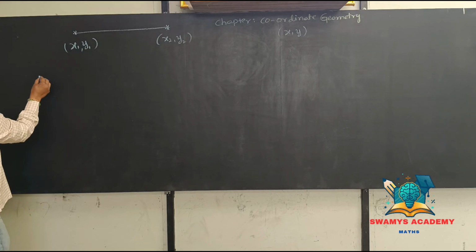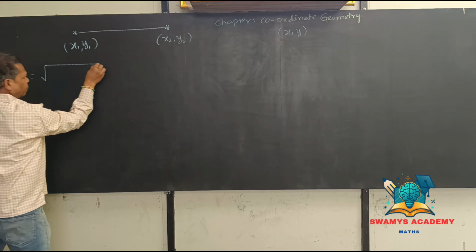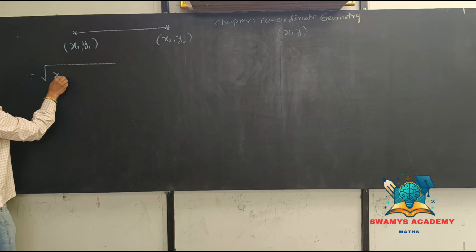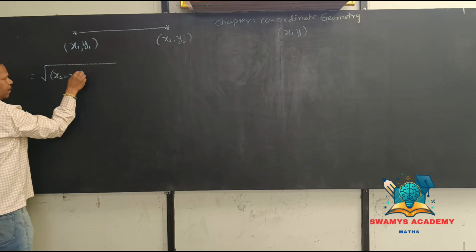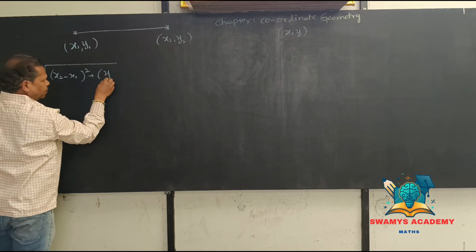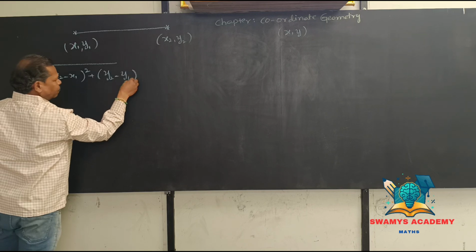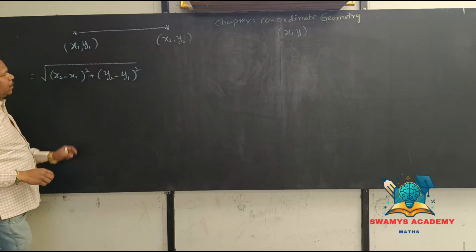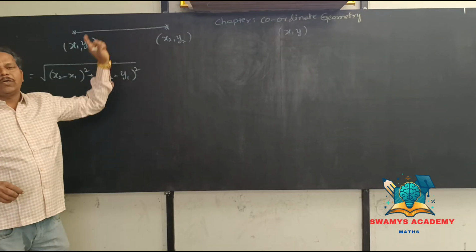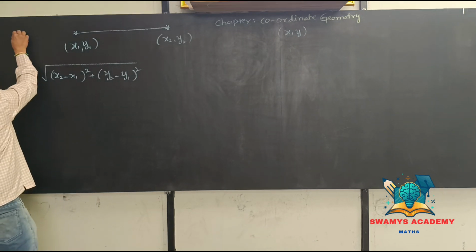So what is the formula to find it? That means square root of x2 minus x1 whole square plus y2 minus y1 whole square. This is the formula to find the distance between two coordinates. This is the first formula in coordinate geometry.